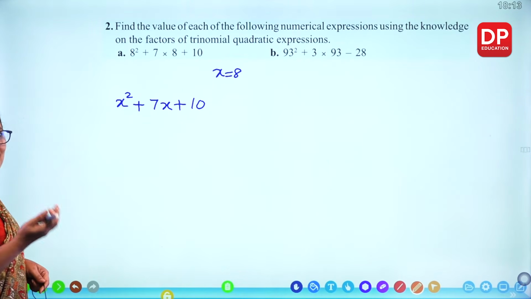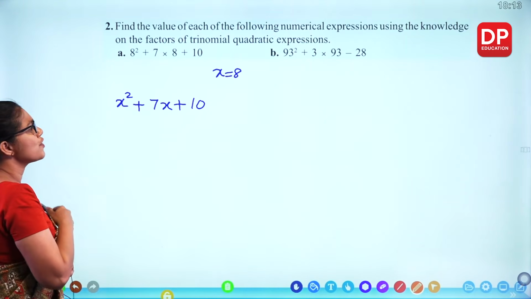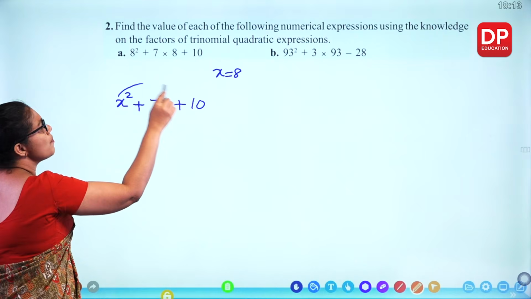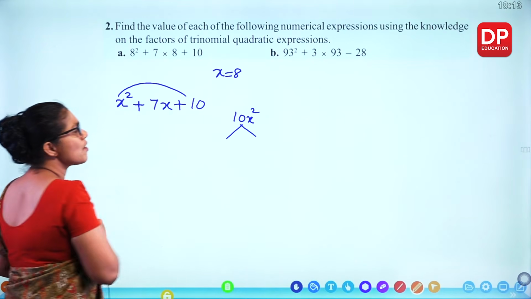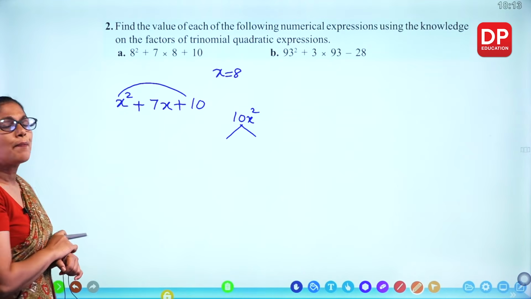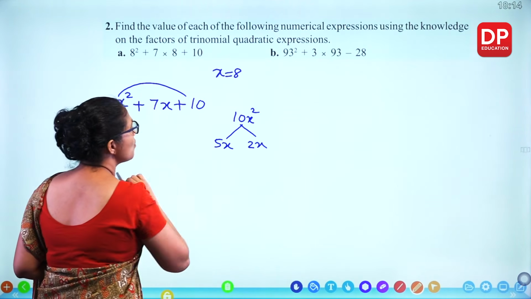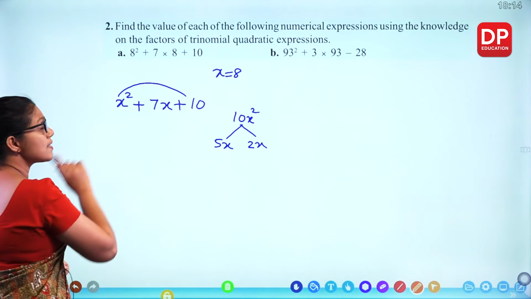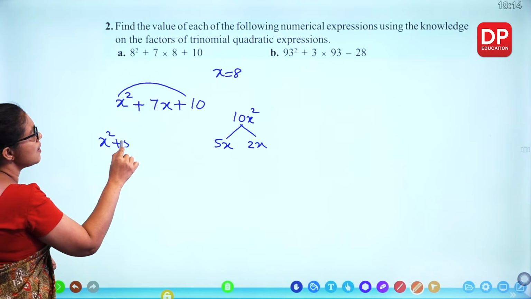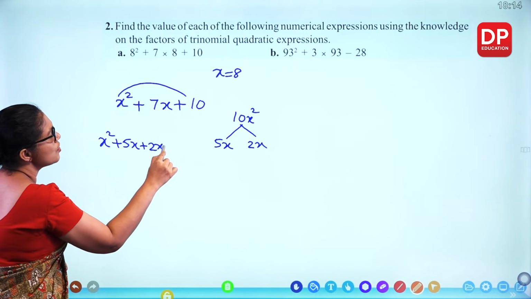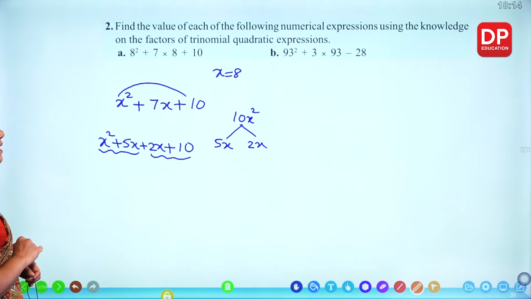Now we can see this is like the previous algebraic expression. So we'll try to factorize. When you multiply these two, you get 10x squared. What are the factors of 10x squared to get plus 7? The factors are 5 and 2. Both should be plus because the middle term is plus. So you are splitting the middle term into 5x and 2x, and take the first 2 and last 2 separately.